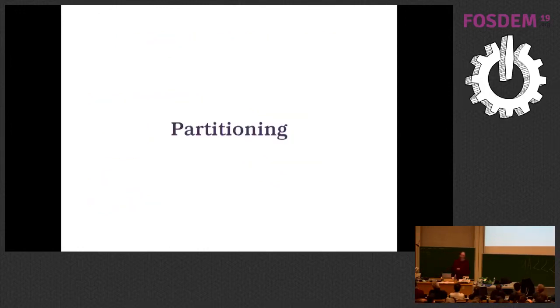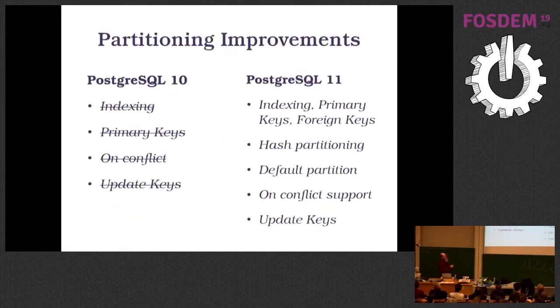Another trick to denormalize your data is partitioning. You need to be really careful when you do partitioning, because especially before PostgreSQL 11, the trade-off is that you lose indexing, you lose primary keys, you lose conflict handling, and you cannot update keys anymore. So that was before. Now you can do almost everything. The only trick is with the foreign keys, it only works one way. But I'm told that maybe it will work both ways in the next release.